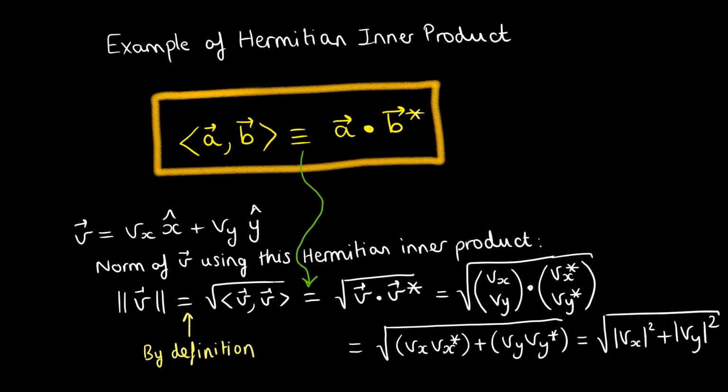This is nice. It looks similar to some kind of Pythagoras' theorem, and it will always give us a real and positive quantity. It seems a very reasonable definition of a length. This nice Hermitian inner product will be the one we use from now on, whenever we have complex vectors. If the vectors are real, this Hermitian inner product becomes the usual dot product.